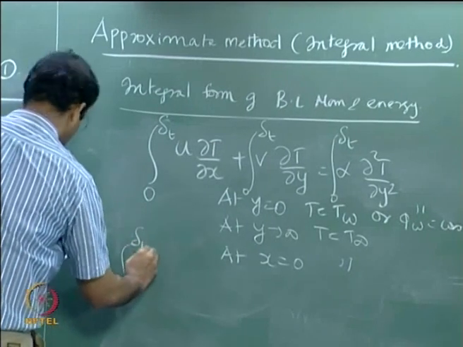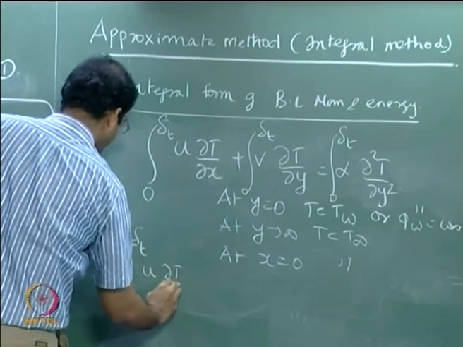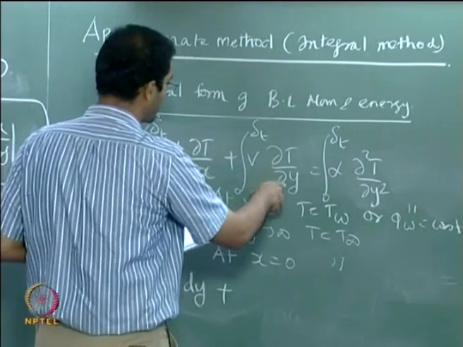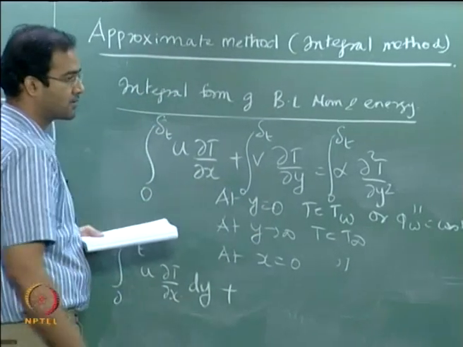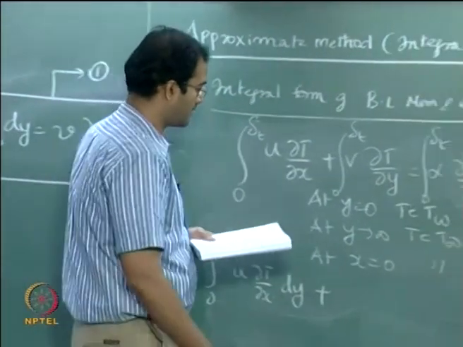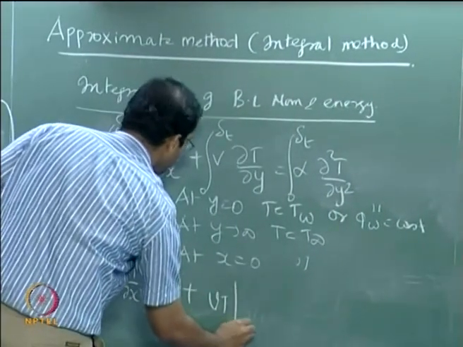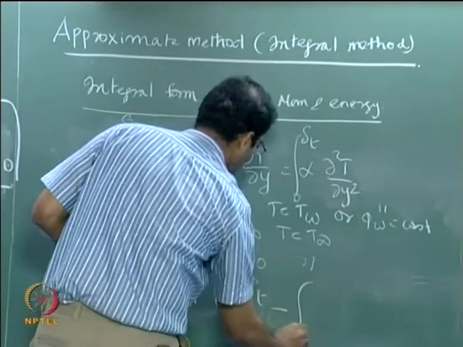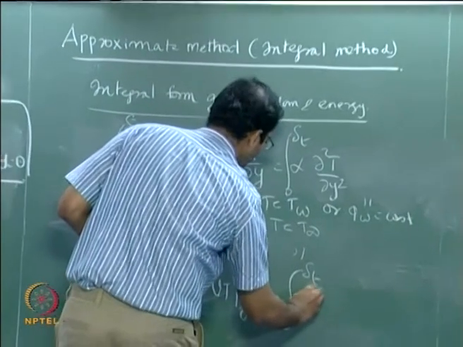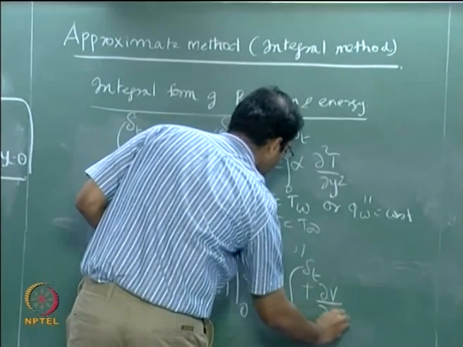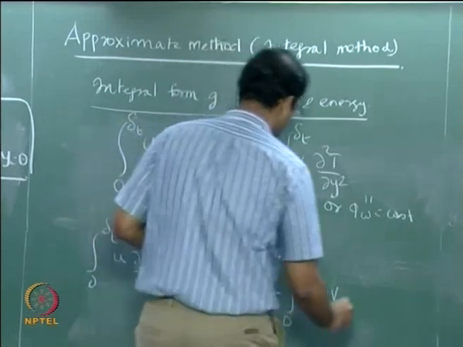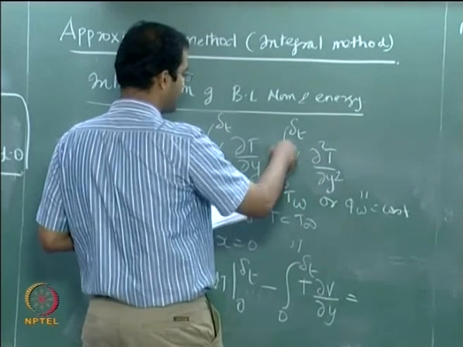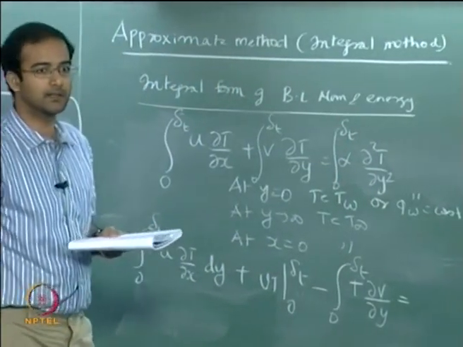So this can be written as 0 to delta T. I can write this as d by dy of vT, integrate between 0 and delta T, so that is nothing but v into T between the limits 0 and delta T, minus integral 0 to delta T of T dv by dy. On the other side you have alpha dT by dy between the limits 0 and delta T, and at delta T, dT by dy is 0.